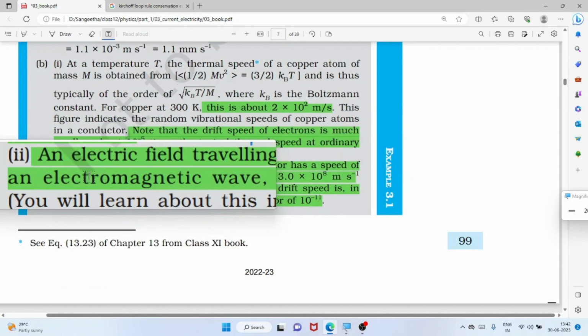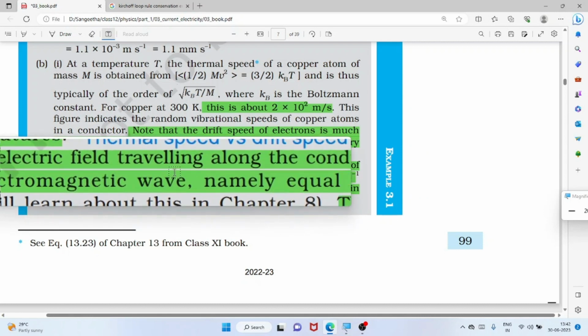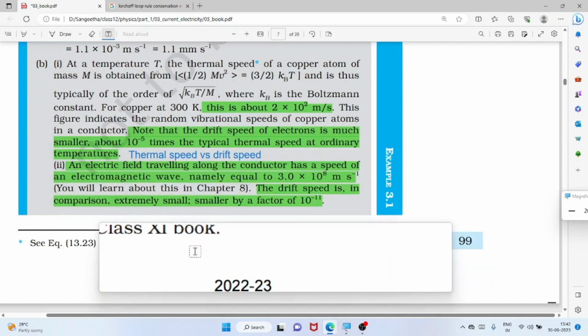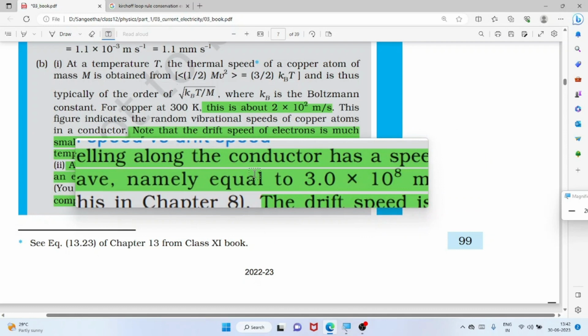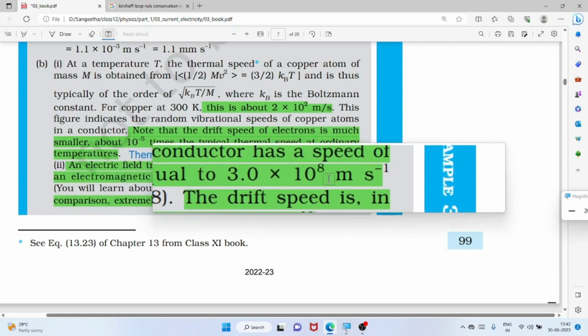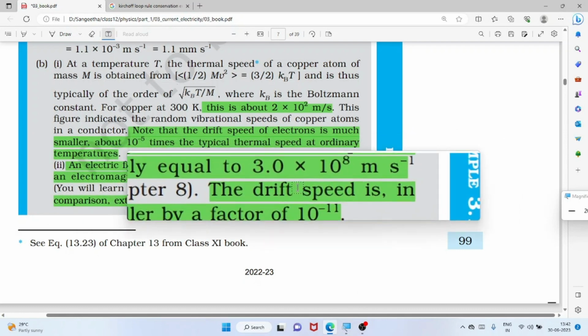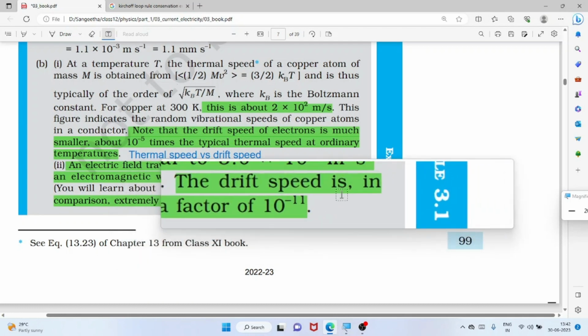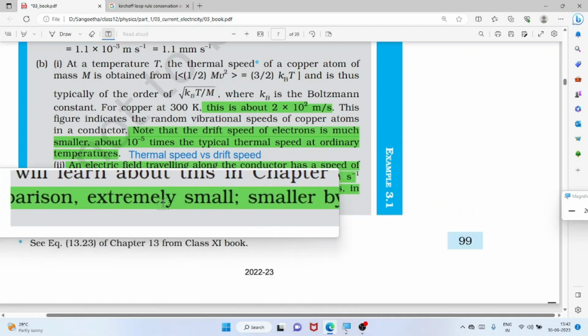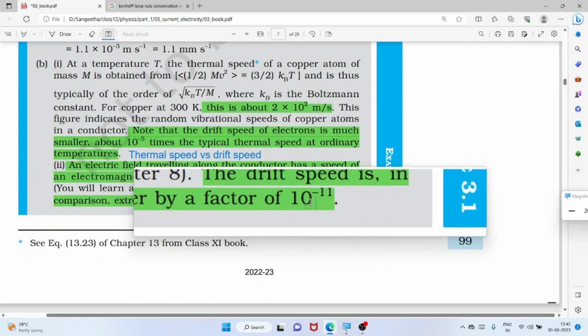Thermal speed versus drift speed. And the electric field travels along the conductor as a field of the electromagnetic wave, normally at 3 into 10 power 8 meter per second. So the drift speed is extremely small in comparison, by this factor.